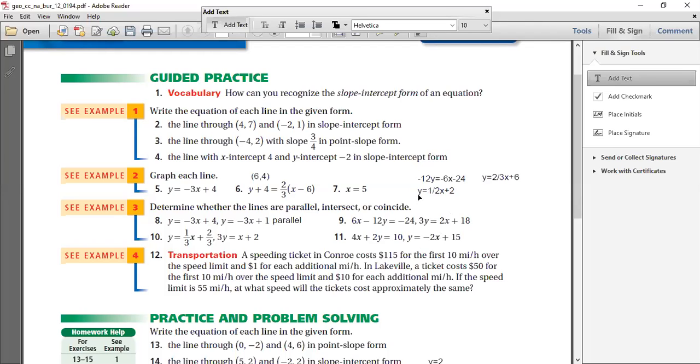So now compare the slopes. One of the slopes is 1/2 and one of the slopes is 2/3, and even the intercepts are different. So different slopes, different intercepts, which means these lines are intersecting. Yeah, fine. Moving to question number 10.